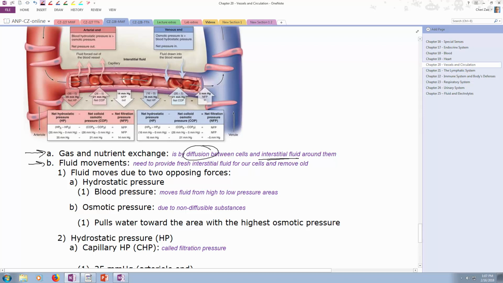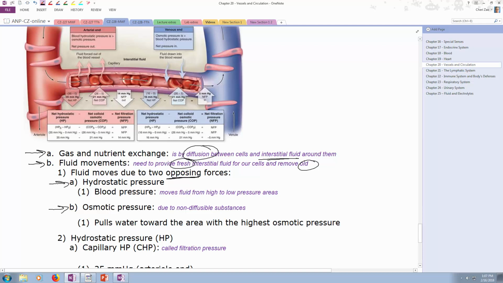Fluid movements need to provide fresh interstitial fluid for our cells and remove the old. That's what we're trying to do. So we're constantly flushing the system, so to speak, with fluid. Fluid is going to move due to two opposing factors: hydrostatic pressure and osmotic pressure.